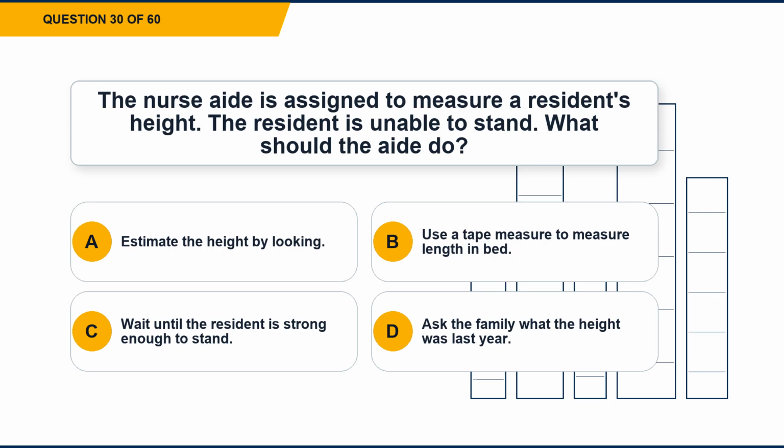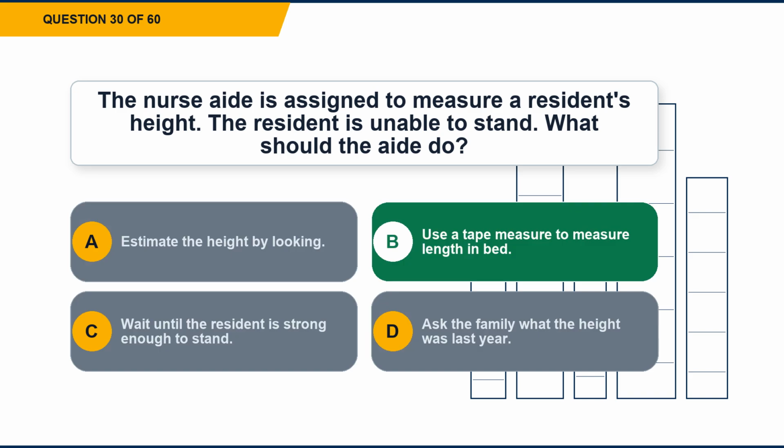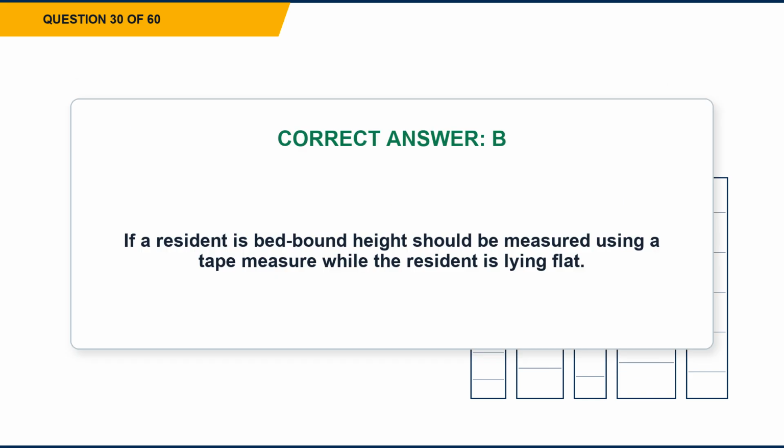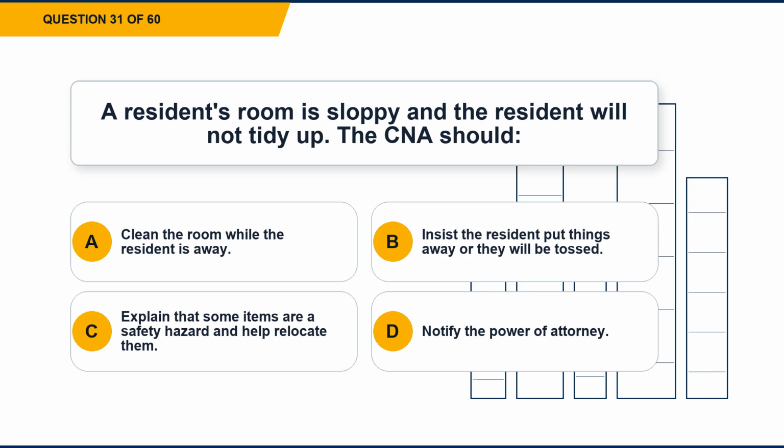Question 30. The nurse aide is assigned to measure a resident's height. The resident is unable to stand. What should the aide do? Option A, estimate the height by looking. Option B, use a tape measure to measure length in bed. Option C, wait until the resident is strong enough to stand. Option D, ask the family what the height was last year. The correct answer is option B, use a tape measure to measure length in bed. Explanation: if a resident is bedbound, height should be measured using a tape measure while the resident is lying flat. Question 31. A resident's room is sloppy and the resident will not tidy up.